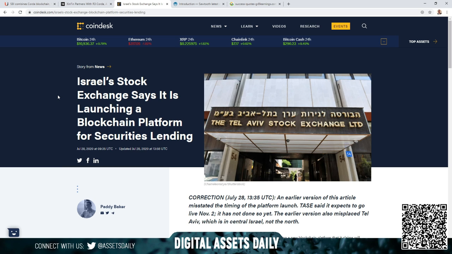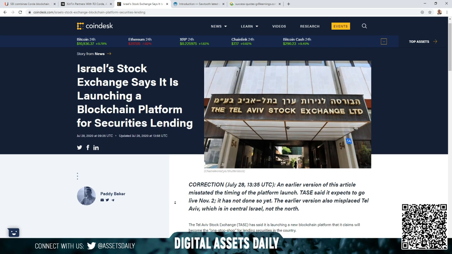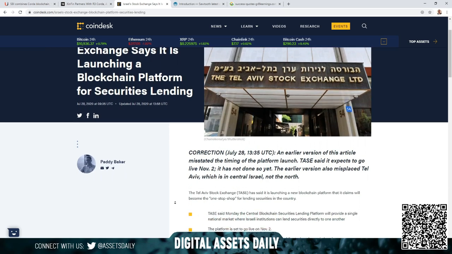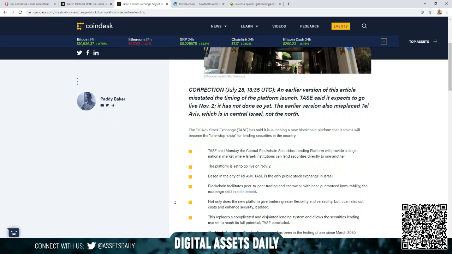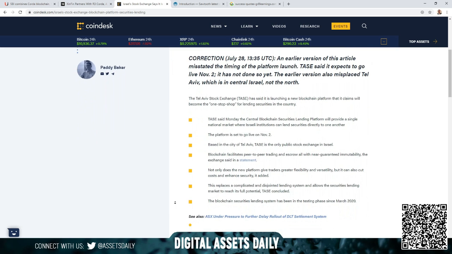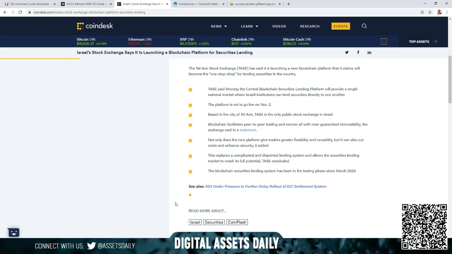The next article of discussion is Israel's stock exchange says it is launching a blockchain platform for securities lending. As we get down into the article, the Tel Aviv Stock Exchange, TASE, has said it is launching a new blockchain platform that it claims will become the one-stop shop for lending securities in the country. The TASE said Monday the central blockchain securities lending platform will provide a single national market where Israeli institutions can lend securities directly to one another. The platform is set to go live on November 2nd. It is based in the city of Tel Aviv.